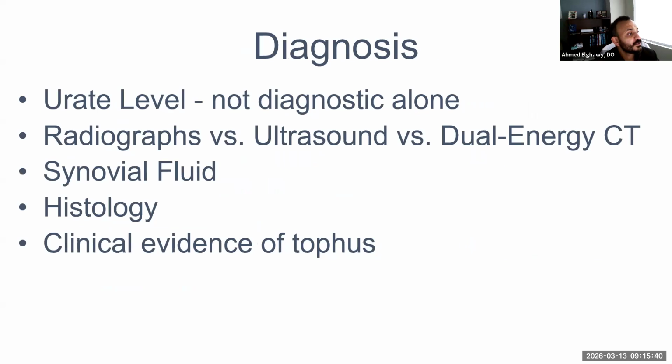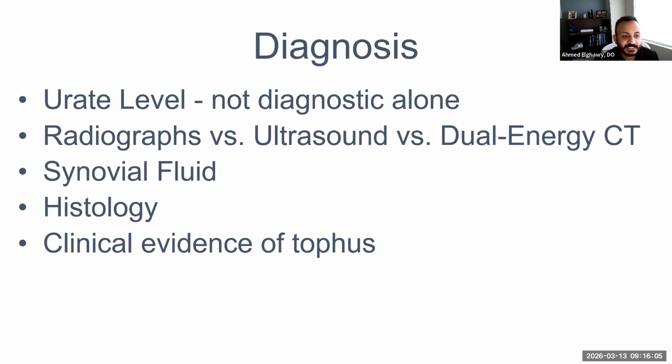How do we diagnose? Uric acid in and of itself, that level, is not diagnostic. It can tell you that this patient has a higher risk, but it is not diagnostic in and of itself. X-rays, you can look for these rat bite erosive changes. Ultrasound, you can see the double contour sign where the uric acid is deposited over the cartilage. Dual energy CT, you could quantify just how much uric acid is in the body.